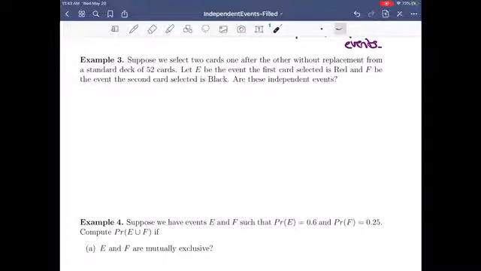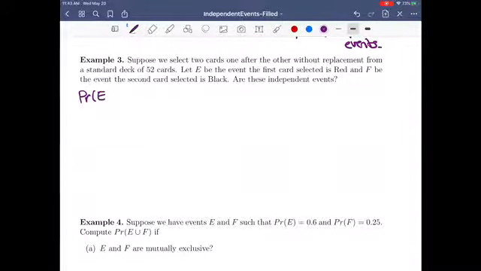Are these independent? If I know that E happened, that means I took a red card. That is going to make the chances I get a black card on my next pick more likely, because there are fewer red cards. I removed one from the deck. So we would suspect that these are not independent. Let's try and compute it.